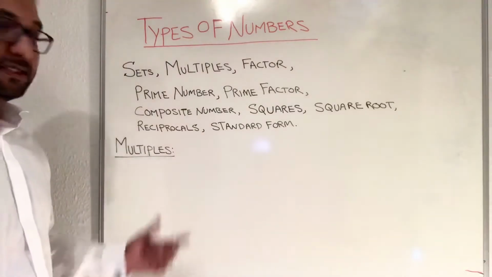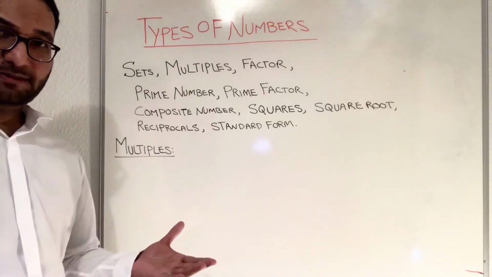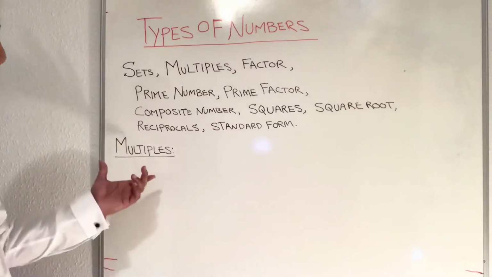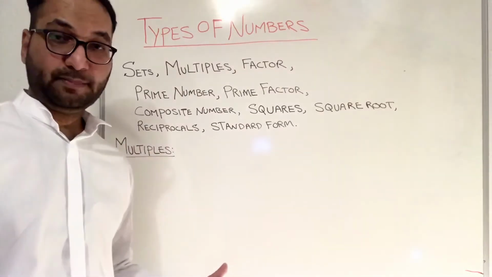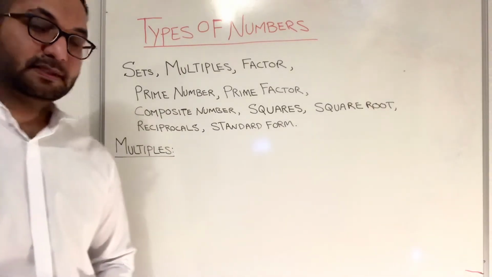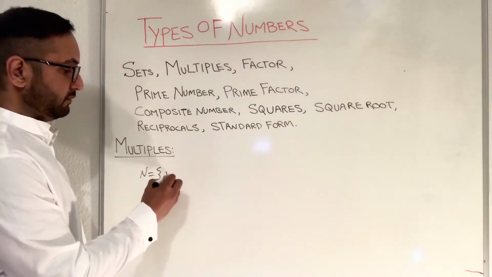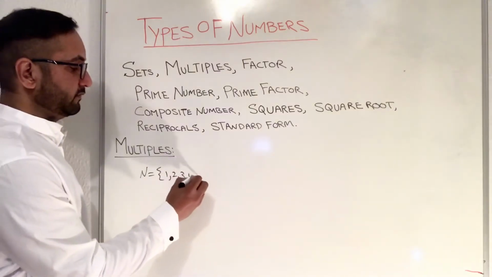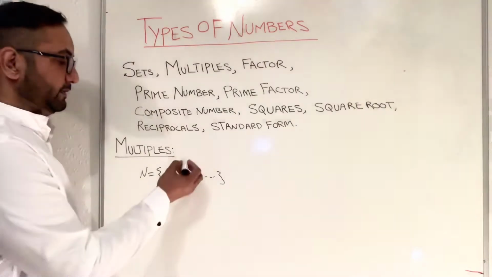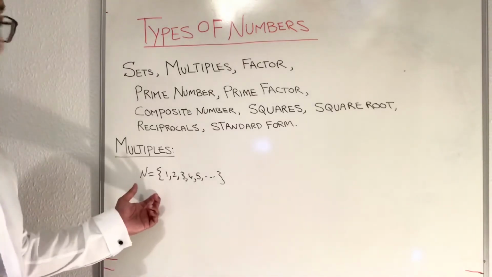The second one is multiples. So how do we define multiples? They will give us a number. We select that number and multiply it by natural numbers. It's called the multiples of that number. The natural numbers we have already done: 1, 2, 3, 4, 5 up to so on. So a multiple is the number multiplied by a natural number.